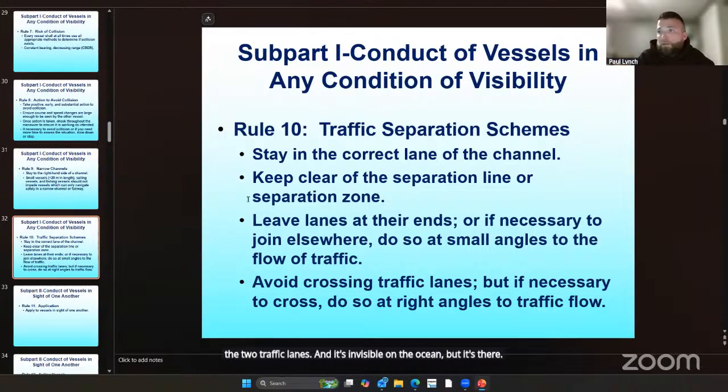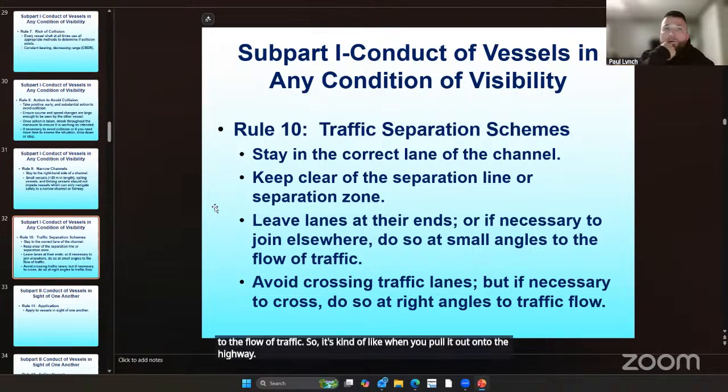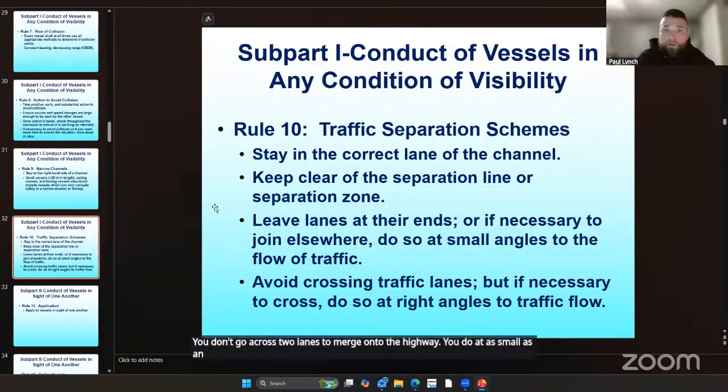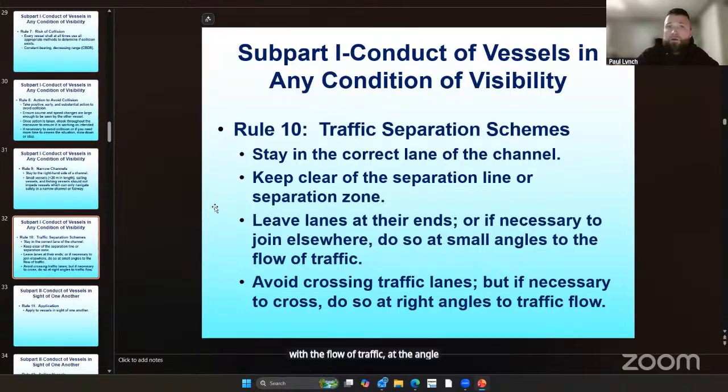So you always leave lanes at their ends, or where necessary to join elsewhere, do it at small angles to the flow of traffic. It's like when you're pulling out onto the highway, you don't go across two lanes to merge onto the highway. You do it at as small an angle as possible, and you do it with the flow of traffic at the angle that the traffic's going.